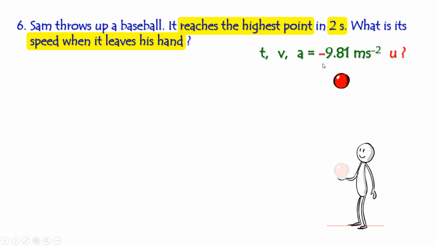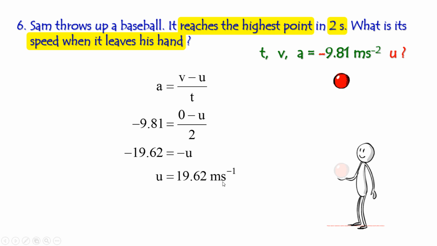If you add a minus sign in the acceleration, you have t, v, and a, and you have to find out the value of u. Then which equation will you use? You should use the second equation. The acceleration is minus 9.81, and the final speed is 0. I'm going to find out the initial speed, and the time taken is 2. Then you multiply 2 to the left hand side, which is equal to 19.62, and 0 minus u is equal to minus u, and then u will be equal to 19.62 meters per second.